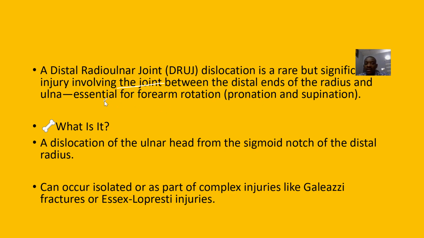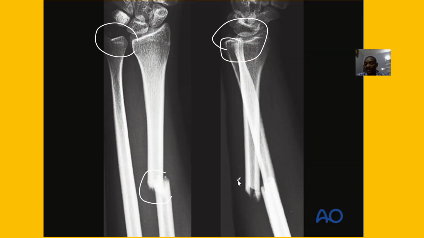Okay. Now the joint is very important for your forearm rotation. For you to turn your hand like this to the front, for you to turn your hand to the back. So what is it? Dislocation of the ulnar head from the sigmoid notch of the distal radius. It can occur isolated or as part of complex injuries like Galeazzi. This is a Galeazzi where there's a fracture and dislocation.